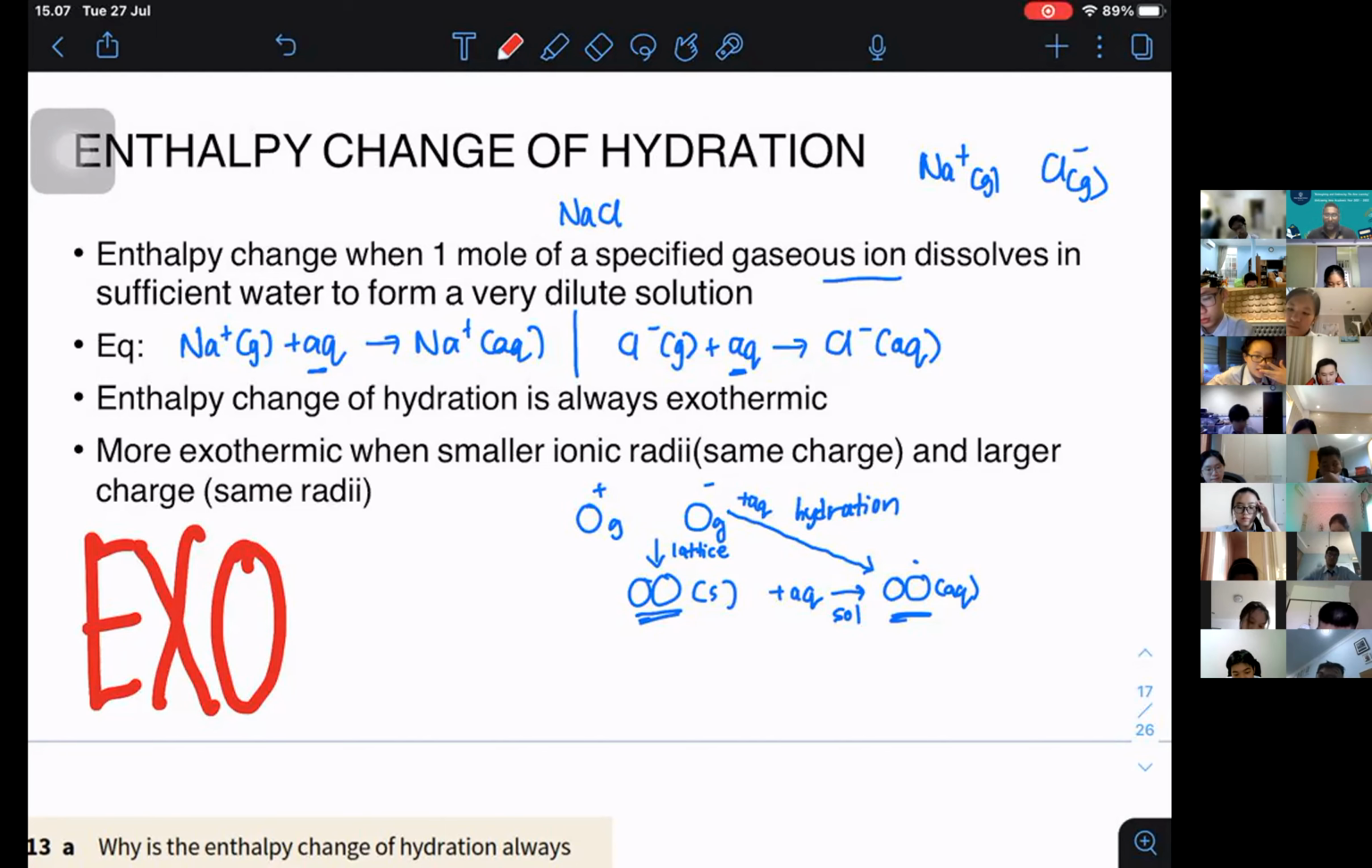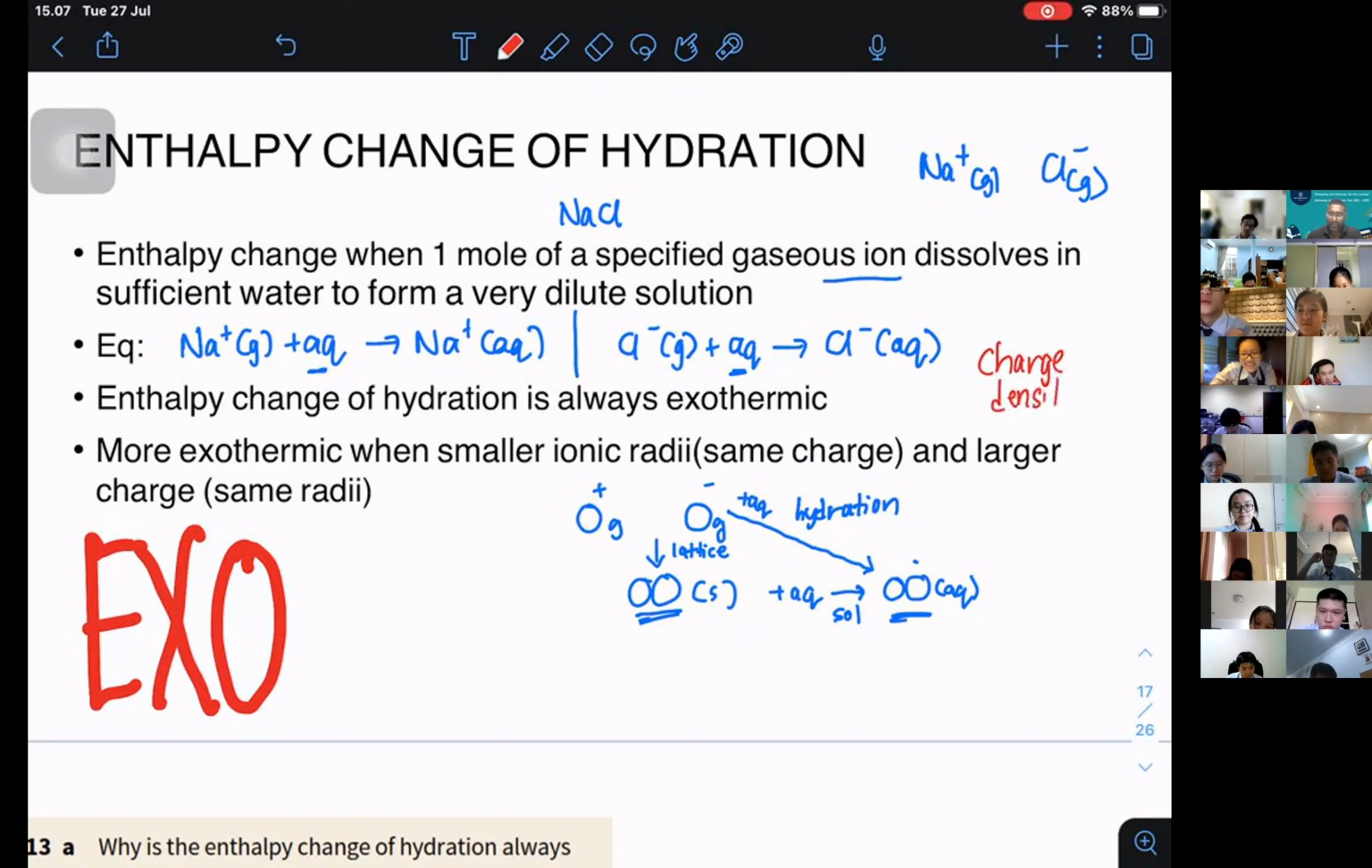Okay, so when we look into this enthalpy change of hydration, they have also written over there: more exothermic when smaller ionic radii and larger charge. This one we learned yesterday. I told you, when you have a smaller ionic radii, the charge is going to be spread over a smaller volume. When they are spread over a smaller volume, they become like some sort of very strong positive, or the concept that we look into is what we call charge density.